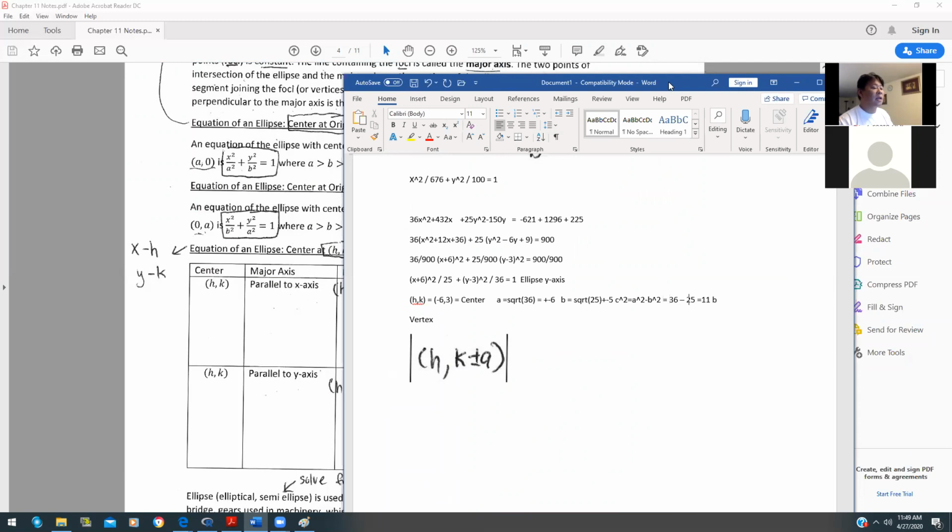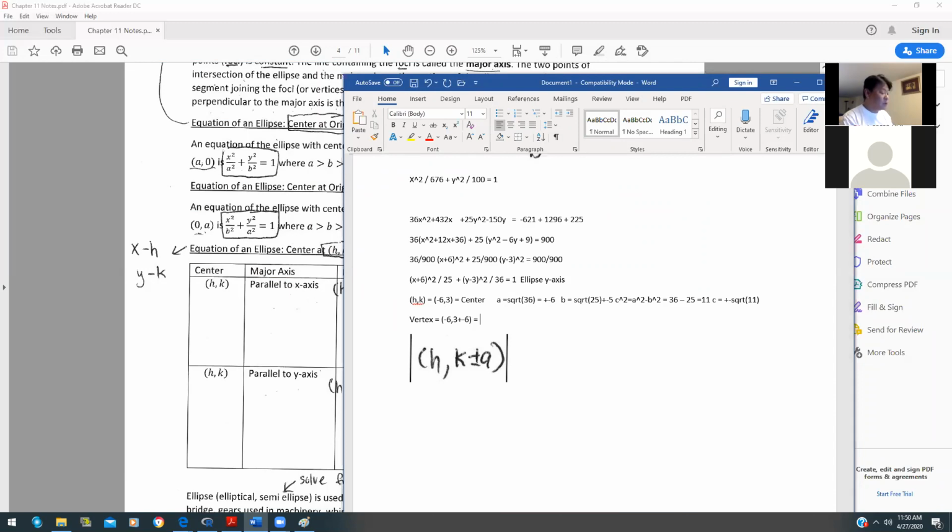Yep, C in this case will give us square root of 11, plus and minus. So now we got this, and now we can find the vertex. Your vertex in this case is H, which is -6, and 3 is your K, plus minus A. A in this case is 6. Again, you can ignore the plus minus sign in your A here.